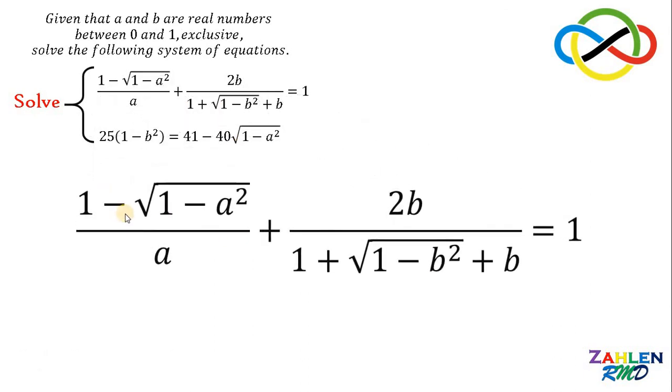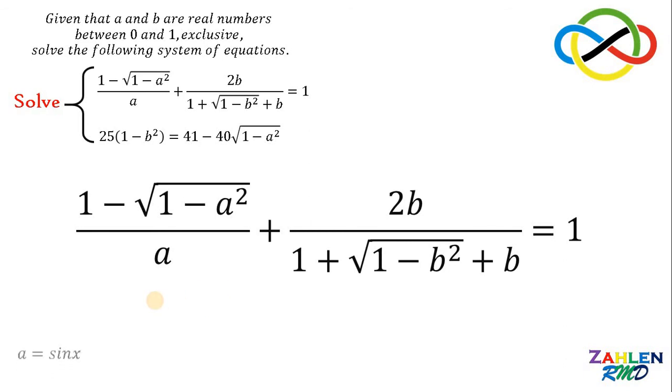So, we have (1 minus square root of 1 minus a squared) all over a, plus 2b all over (1 plus square root of 1 minus b squared) plus b equals 1. Now notice that we have square root of 1 minus a squared and square root of 1 minus b squared. In integral calculus, if we have square root of 1 minus x squared, we normally use trigonometric substitution. So, this tells us that maybe we should try to use trigonometric substitution.